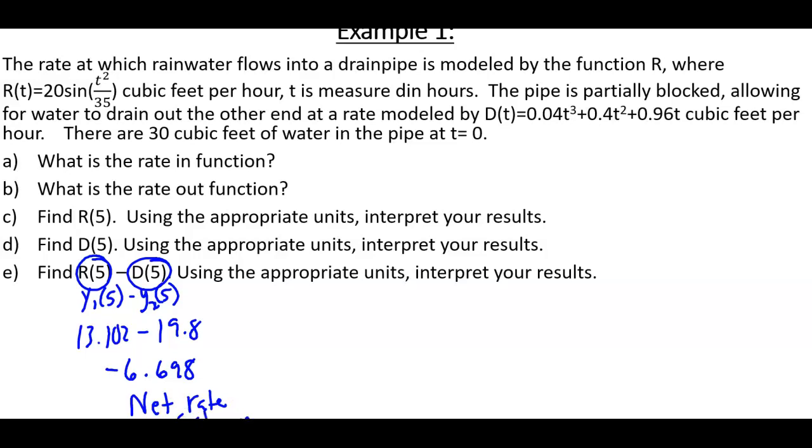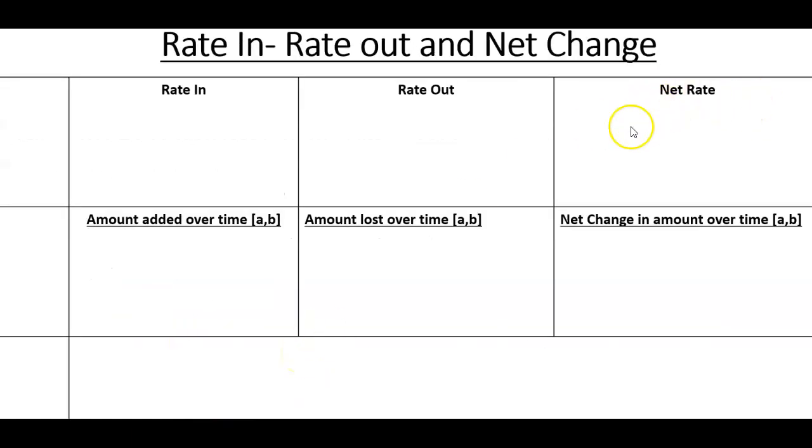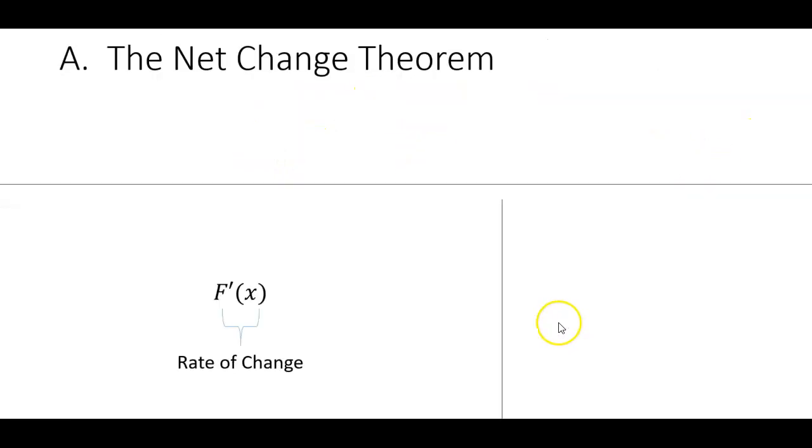And if you forgot that, then all you need to do is just go back to this chart right here, and it was the answer that we had right here. If you take your rate in and your rate out and subtract them, you get your net rate.